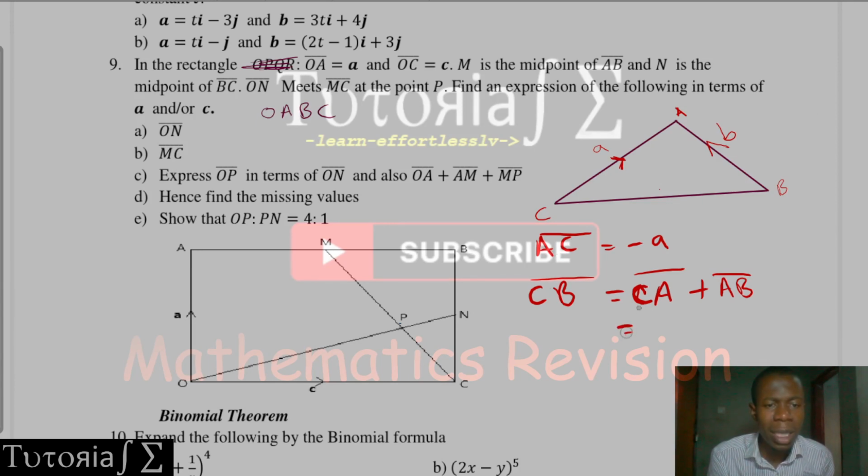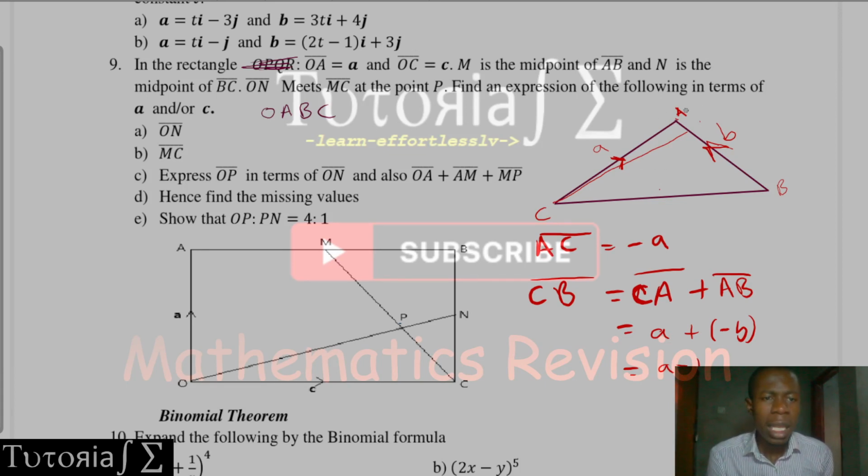Then you replace CA. What is CA? So CA is positive A, because C going to A, we are moving with the positive, so that will be positive A, plus AB. AB, we are going against this arrow, so that will be negative. Okay, so that is negative B. Basically CB will be equals to A minus B. Okay, this is just a quick reminder of what you did in grade 12.